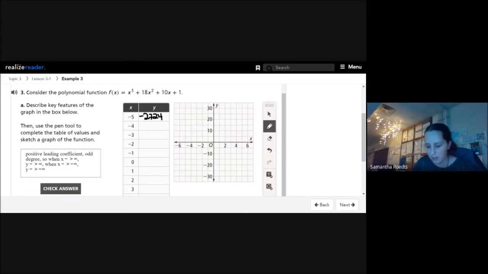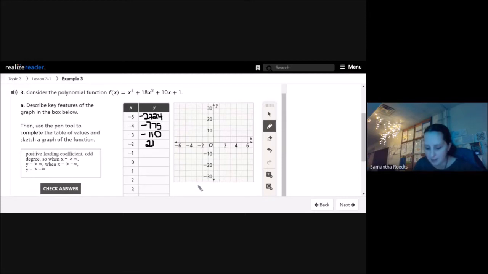That's negative 775. Okay, and then negative 3. So I have negative 3 to the 5th plus 18 times negative 3 squared plus 10 times negative 3 plus 1. It gives me negative 110. And I have negative 2 to the 5th plus 18 times negative 2 squared plus 10 times negative 2 plus 1 gives me 21.